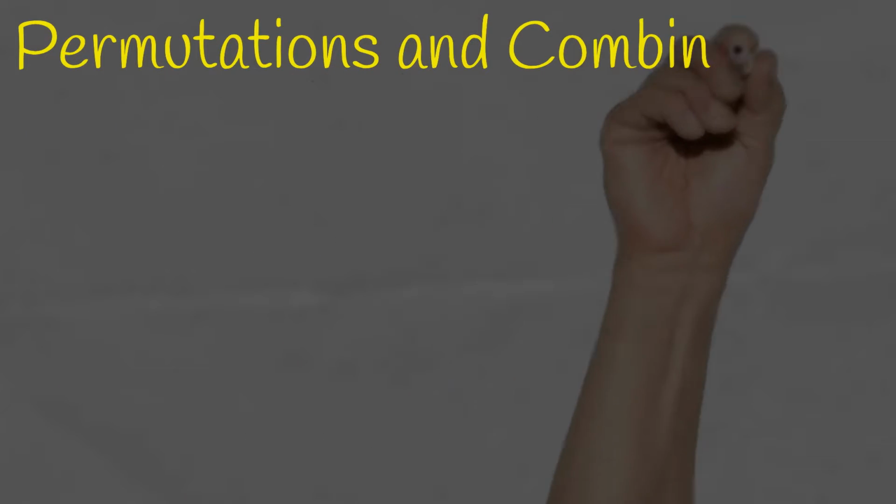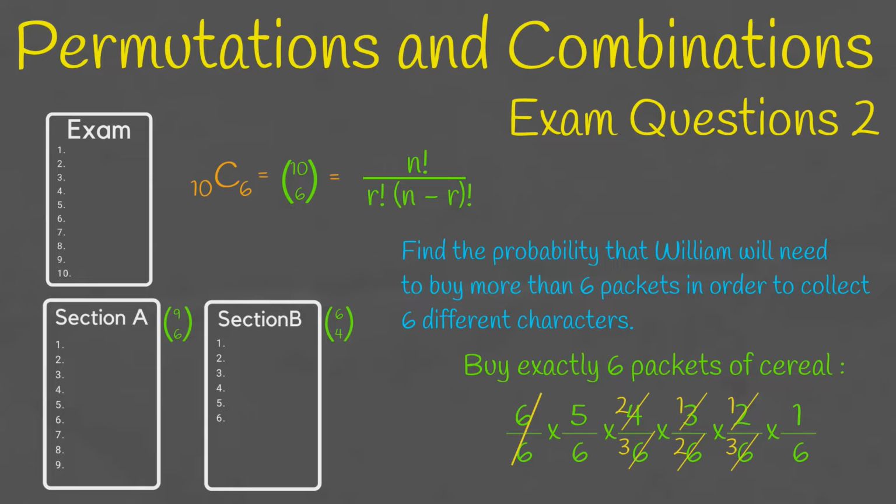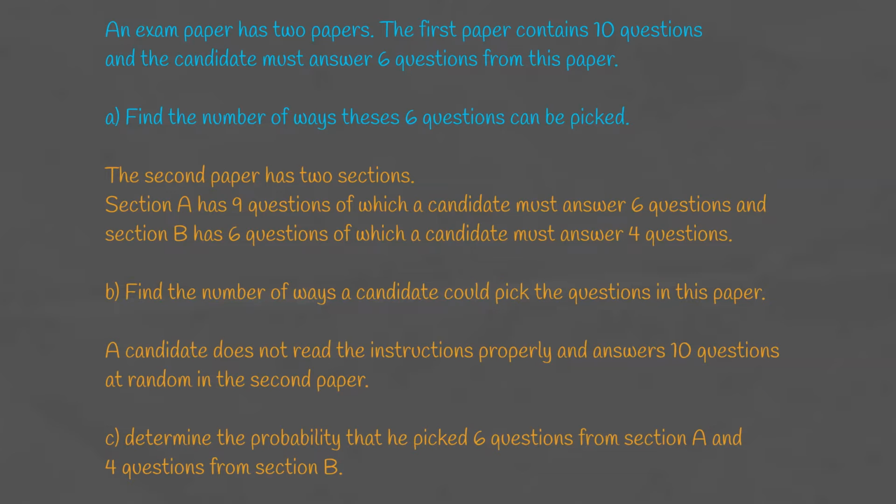In this video, we're going to go through some more exam questions for permutations and combinations. If you want to read the question fully, then please pause the video, but I'm just going to pick out the essential information I need to answer the question. So here we have an exam paper with 10 questions and the candidate's got to answer 6. So in how many ways can we do this?